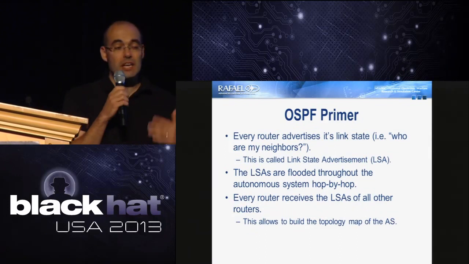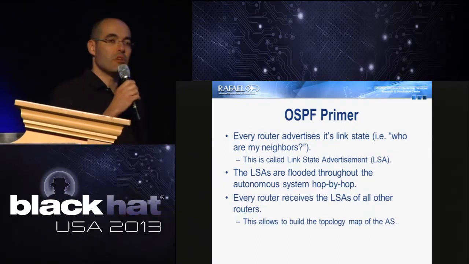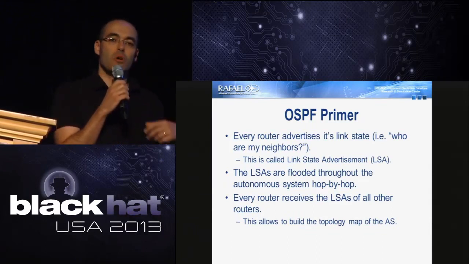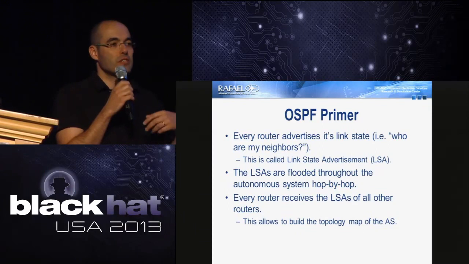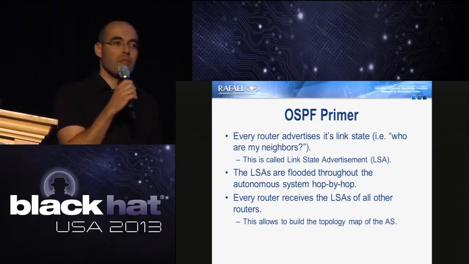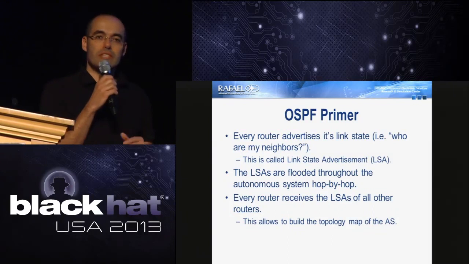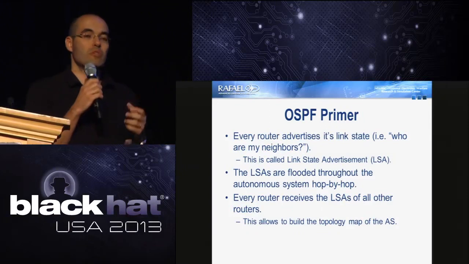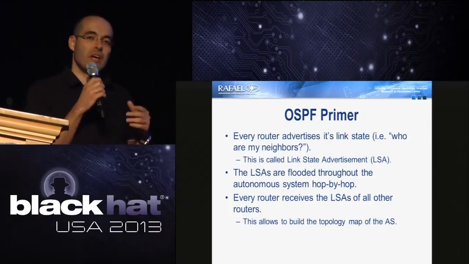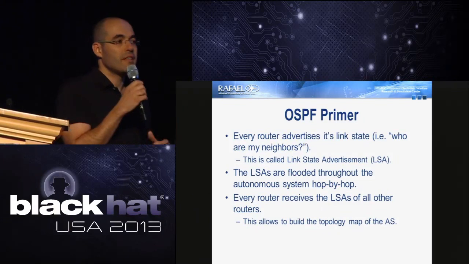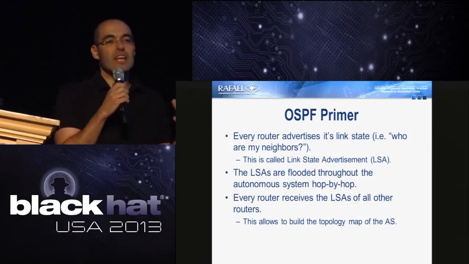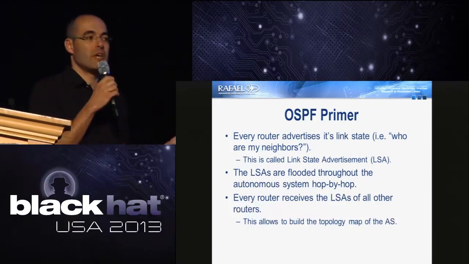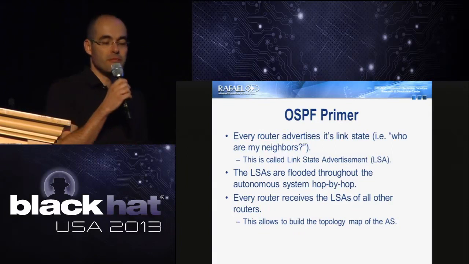The LSAs are flooded throughout the autonomous system, hop by hop, meaning that each router advertises its LSA to all its immediate neighbors, they advertise it to all their immediate neighbors, and so on, until all the routers receive this LSA. This means that each and every router receives the LSAs of all the other routers. And now every router can compile its view of the autonomous system topology. Based on this view, the router can calculate its routing table.